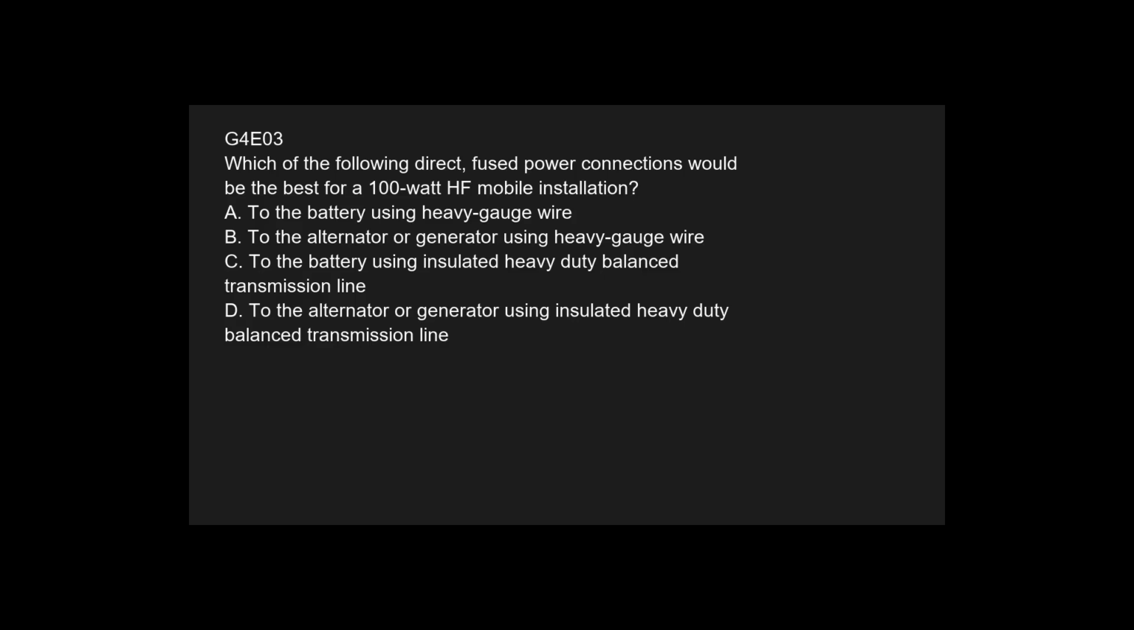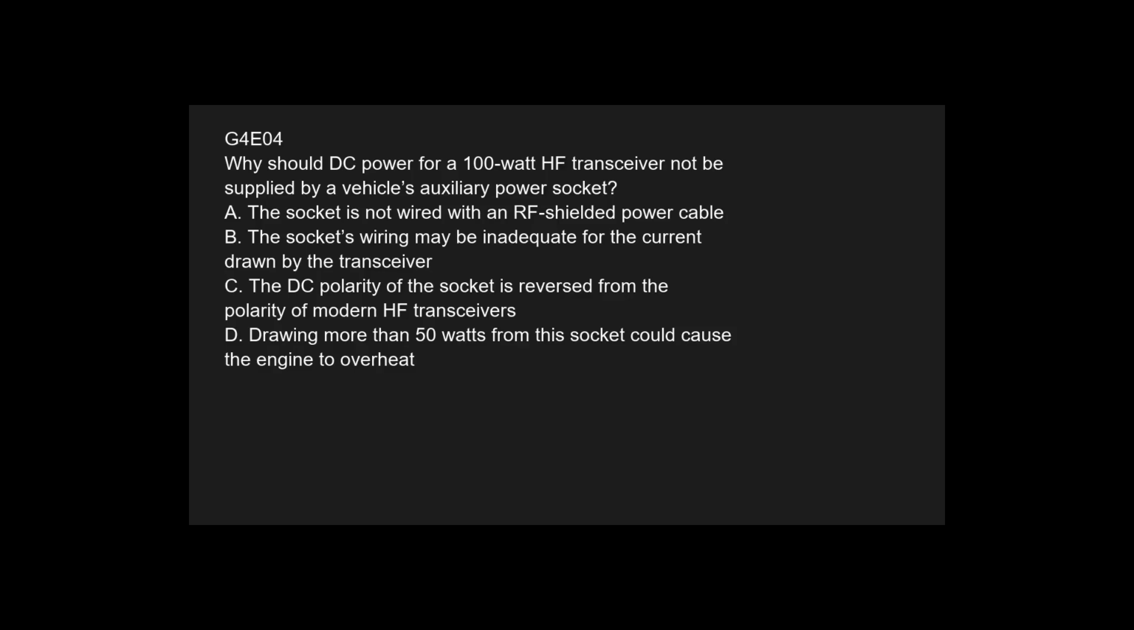Question: which of the following direct, fused power connections would be the best for a 100-watt HF mobile installation? The correct answer is A. To the battery using heavy gauge wire. Question: why should DC power for a 100-watt HF transceiver not be supplied by a vehicle's auxiliary power socket? The correct answer is B. The socket's wiring may be inadequate for the current drawn by the transceiver.